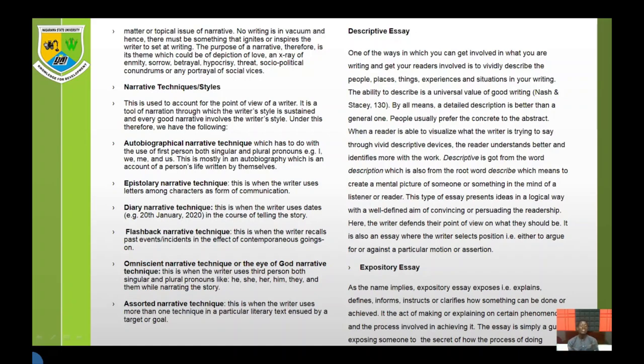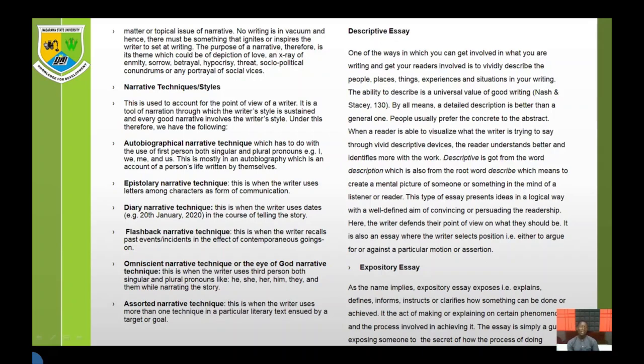The next one is omniscient narrative technique, or the eye of God narrative technique. This is when the writer uses third person, both singular and plural pronouns, like he, she, him, they, them, and the rest. It means that the writer is not part of the story, but he's using he, third person male, she, third person female, her, him, they. This is just the issue of omniscient narrative technique.